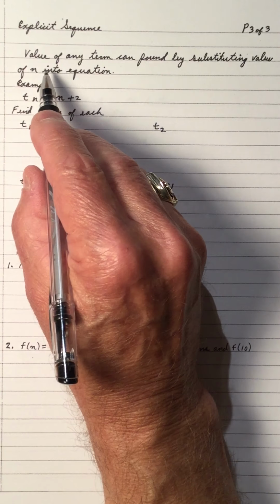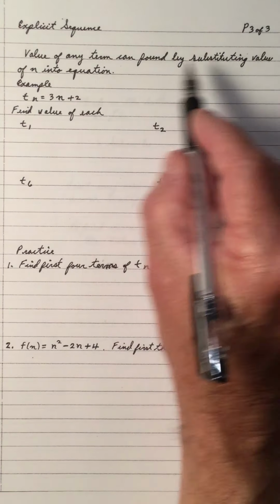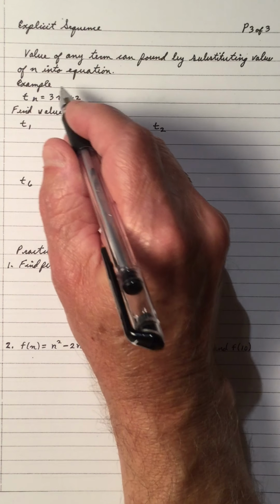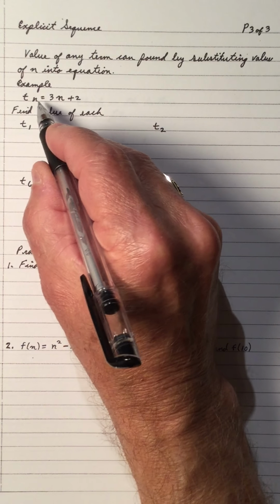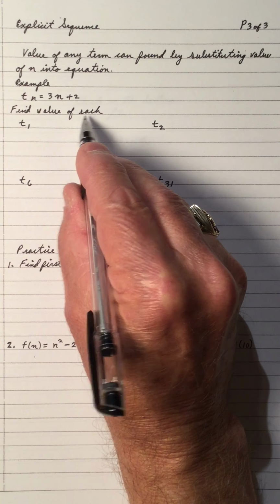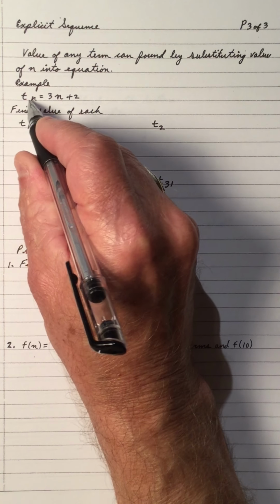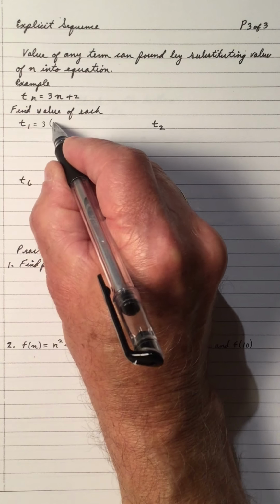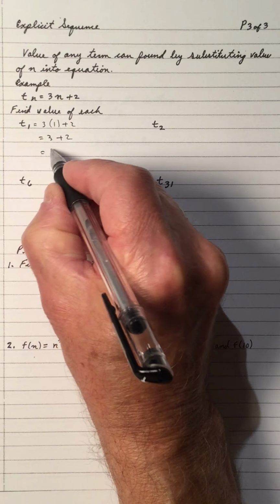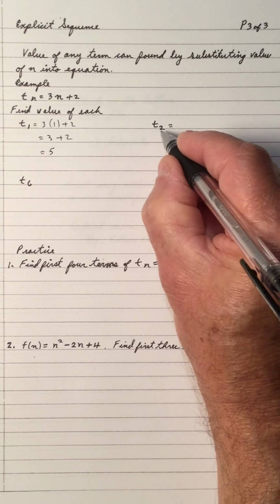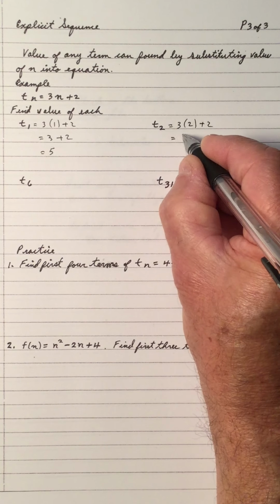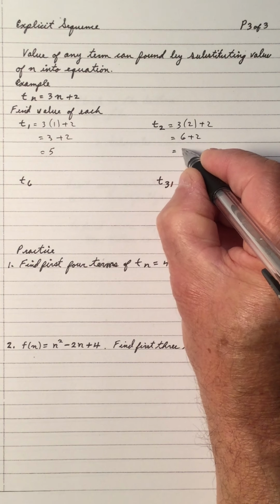Explicit sequence: the value of any term can be found by substituting the value of n into the equation. So, an example, we have Tn equals 3n plus 2. Find the value of T1. So n is 1, so 3 times 1 plus 2. 3 plus 2 is 5. T2: n is 2, 3 times 2 plus 2. 6 plus 2 is 8.